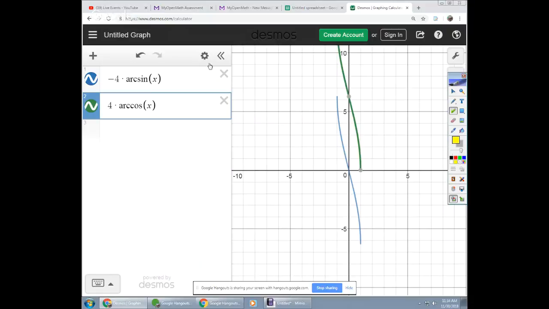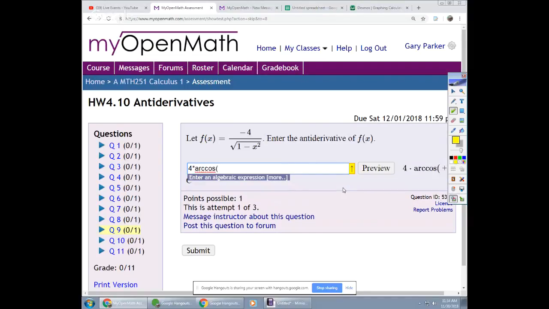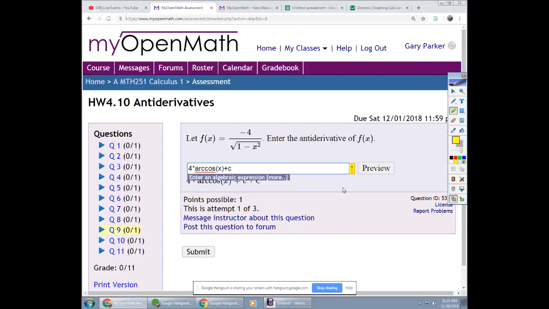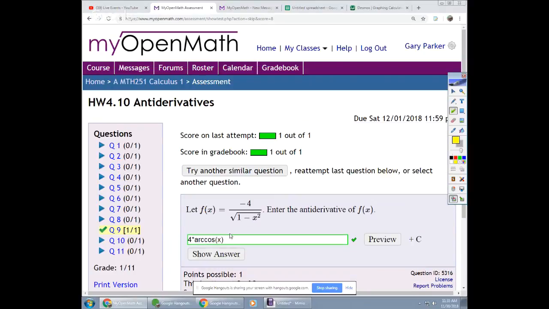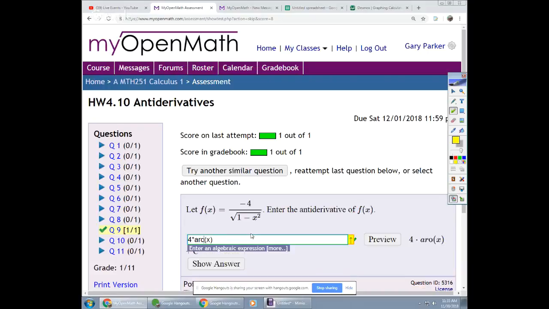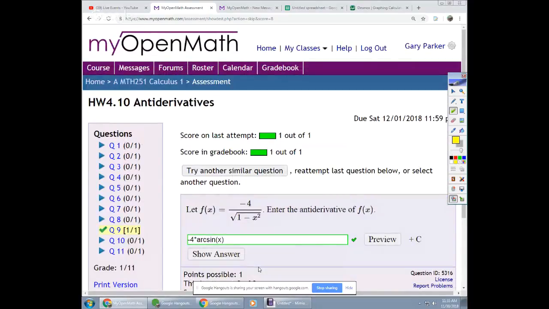All right. So let's see if it likes my 4 times the arc cosine of x. And I think it probably wants a plus C. No, it already has a plus C in there. Oh, yeah, it puts it in there for me. Okay. For the arc cosine, it's positive. Yes, liked it. And then I could try it again with the arc sine, but make it negative. And it should take that too. So maybe because negative 4 is already negative, it likes it.